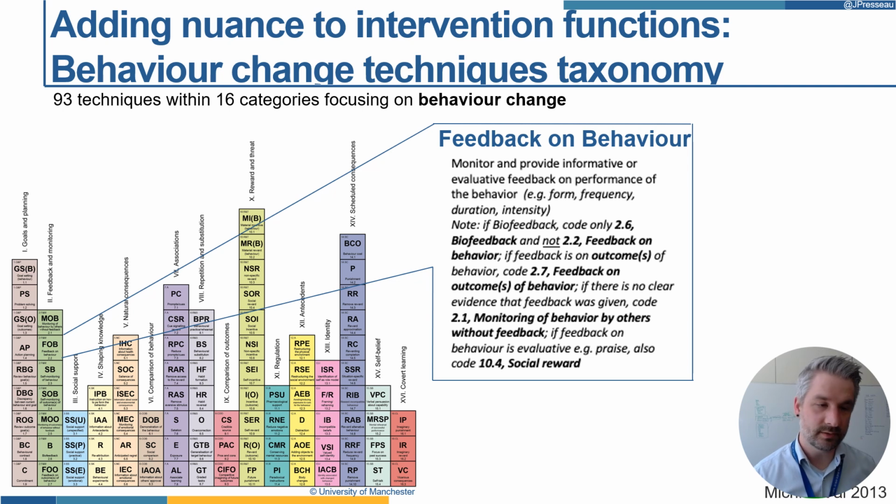in quite a lot of detail. So for example, with this periodic table version of this taxonomy, you can look at the feedback and monitoring category, and feedback on behavior has a particular definition, whether it's what it is and what it isn't, so that it can be provided as a foundation or a way to describe a particular behavior change technique.